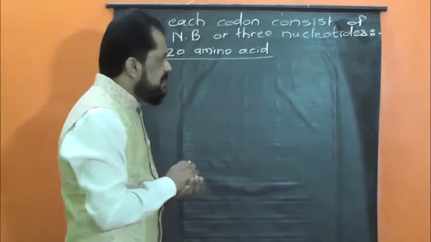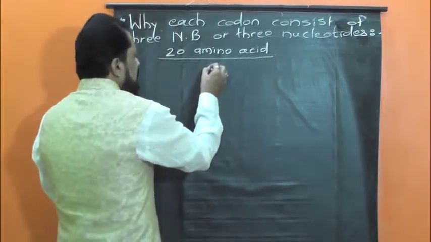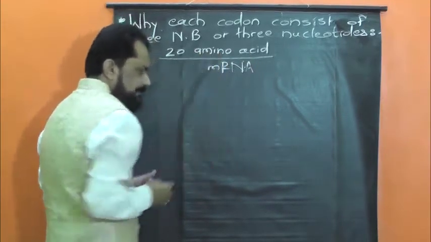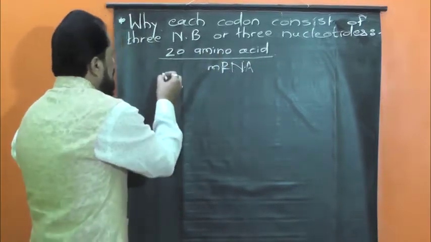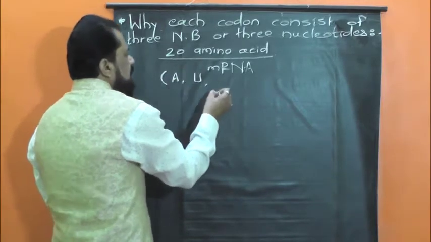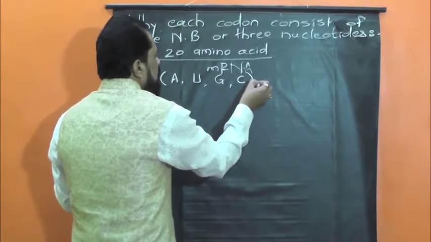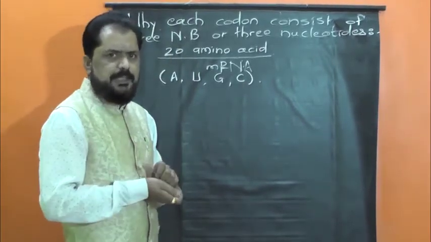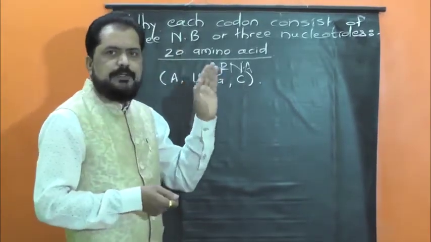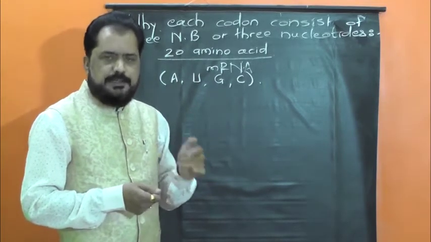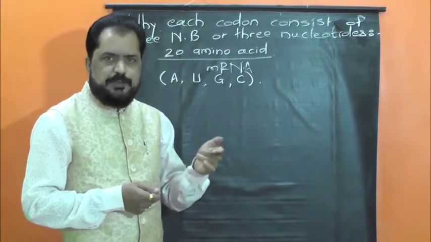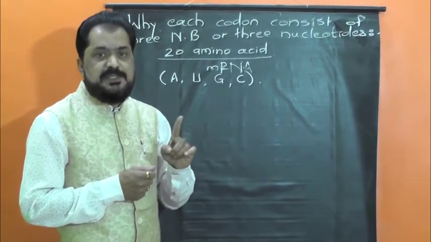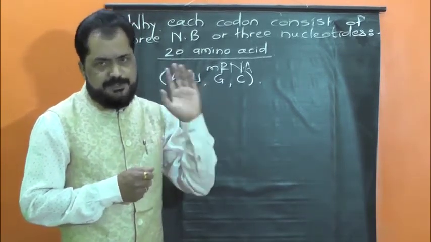Now the messenger RNA consists of 4 different types of nitrogen bases, isn't it? Such as adenine, uracil, guanine, cytosine. So I said that 20 different types of amino acids take part in the process of protein synthesis and each codon specifies a single amino acid.